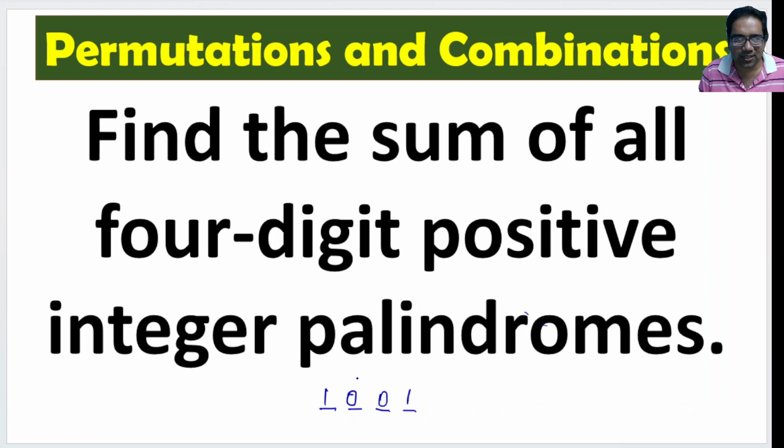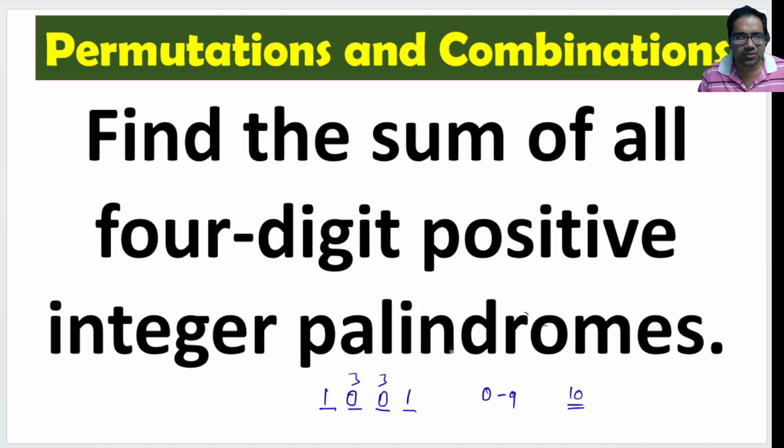If the second is 1, then the third also should be 1. Similarly, if the second is 2, the third also should be 2. If the second is 3, the third also should be 3. So for the second digit, we have 0 to 9 options. Whatever the second digit is, the third digit will become the same. That means 10 options, 10 ways starting with 1.